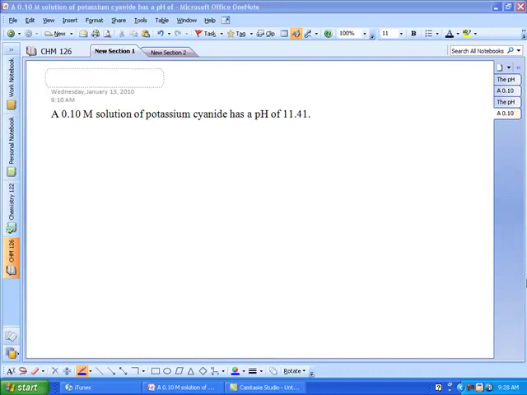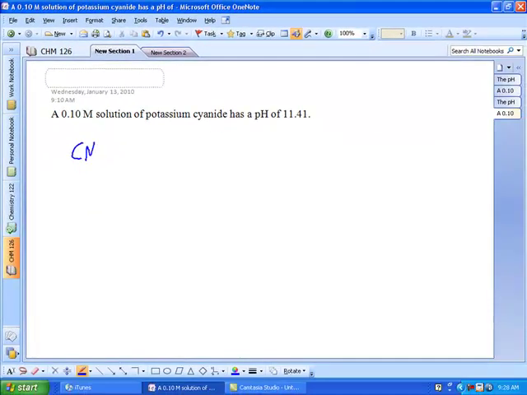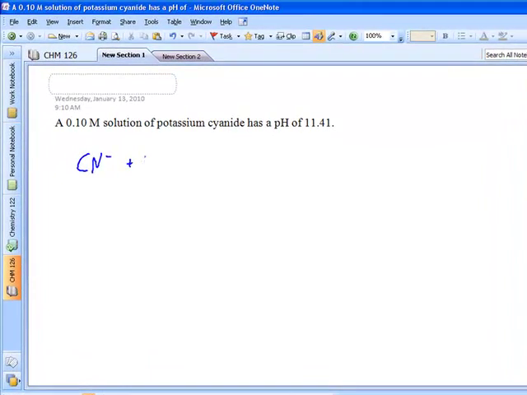Here we have a solution that is basic. And the reason it's basic is because of a hydrolysis equilibrium involving the anion, in this case cyanide. So, what we can do is start by writing the equilibrium that is involved here. Since this is a hydrolysis reaction, the cyanide ion is reacting with water, and that's in equilibrium with the conjugate acid of cyanide, which is hydrocyanic acid, or HCN, and hydroxide ion.